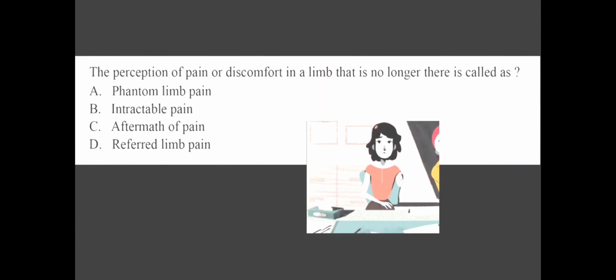The perception of pain or discomfort in a limb that is no longer there is called as A. Phantom limb pain, B. Intractable pain, C. Aftermath of pain, D. Referred limb pain. And the correct answer is A.